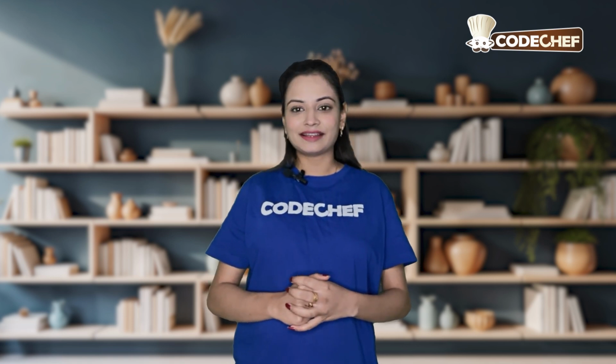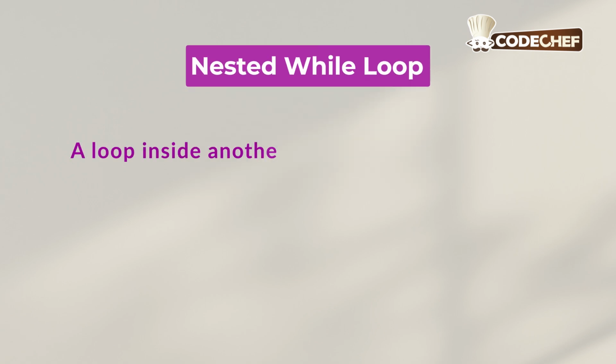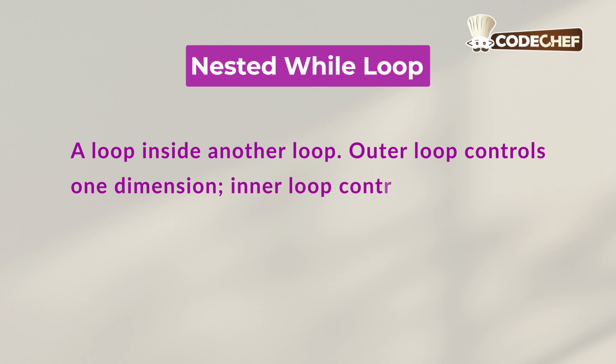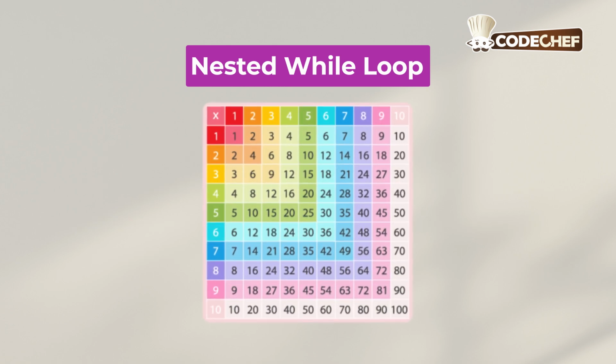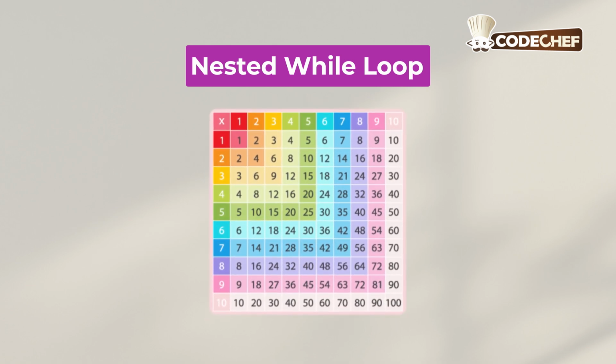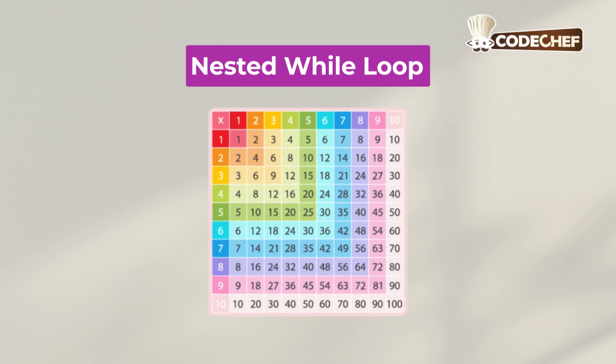So let's get started. Nested while, a loop inside another loop. Outer loop controls one dimension, inner loop controls another. In while terms, each loop independently manages its counter or state. Why do we use nested while loop? Generally, we use nested while loop to perform 2D operations like matrices, tables, grid, pattern printing, or multi-level menus.